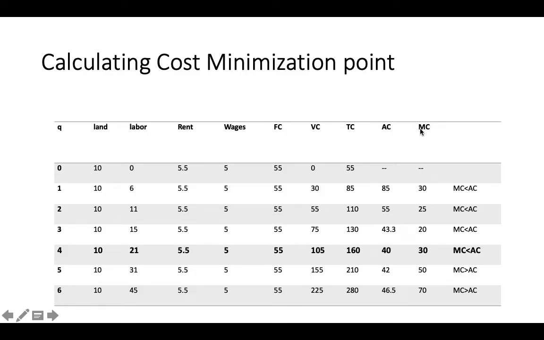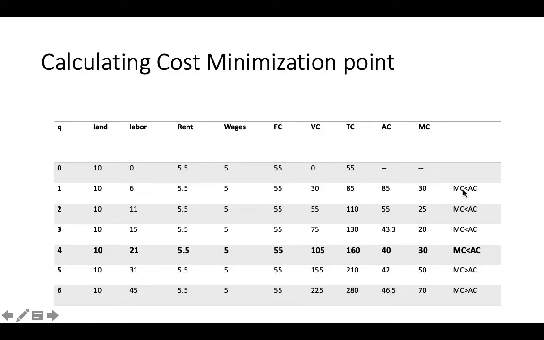Now, then comes the marginal cost. Marginal cost is the difference between the second and first value of total cost. So, to produce the first unit, the marginal cost is 30, 85 minus 55. 110 minus 85 is 25, 130 minus 110 is 20, 160 minus 130 is 30, 210 minus 160 is 50, 280 minus 210 is 70.